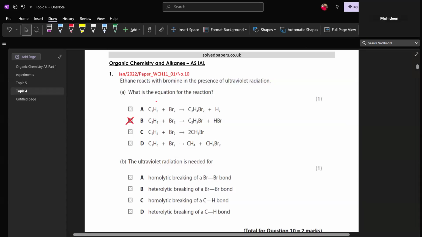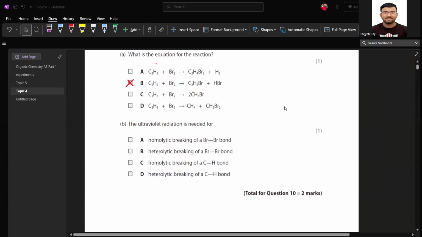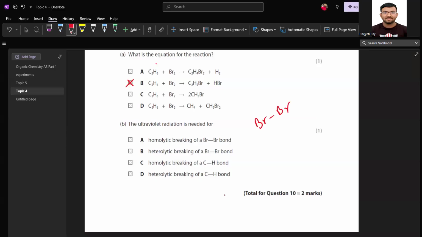Yes. All right. The ultraviolet radiation is required for what type of bonding? In yesterday's class, I guess Mohideen was there, and Simra, I guess you also know this. In this case, we can clearly see that the bond to be broken is Br-Br, all right? Now, will it be homolytic fission or heterolytic fission? Obviously, it will be homolytic fission. Why? Because both of them have the same electronegativity.